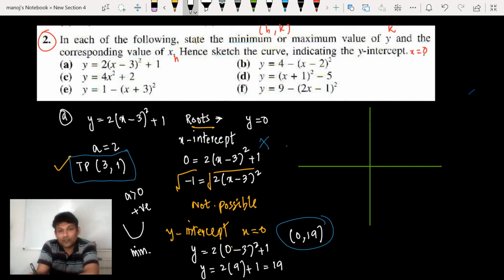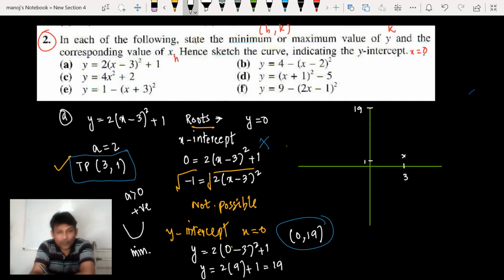So now when I draw this, (0, 19) and (3, 1): x is 3, I can suppose x is 3 is here, and 1 is here, and 19 is here, and that is enough. We don't need to count 1, 2, 3, 4, 5, 6, 7, 10, 19. No, we don't need that. You can even make it a little bit extended. This is the first coordinate, that is the turning point (3, 1).